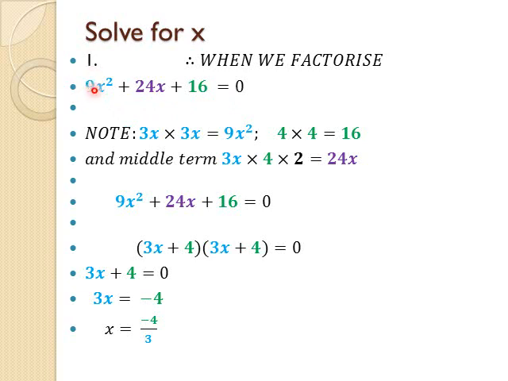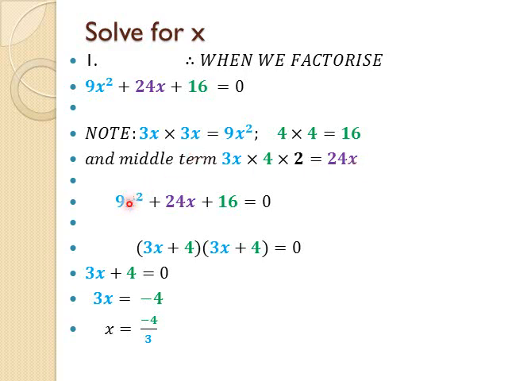9 I know is a perfect square and 16 is a perfect square, meaning 3 times 3 would give me 9 and 4 times 4, 16. So I should know 3x times 3x would give me 9x squared and 4 times 4 would give me 16. But if I look at these two terms and multiply by a value 2, will it give me the middle term? So I say 3x times the 4 there times 2. 3x times 4 gives me 12x. 12x times 2 then gives me 24x.